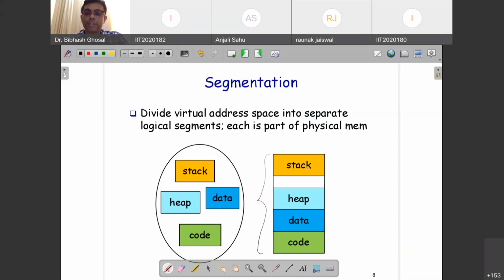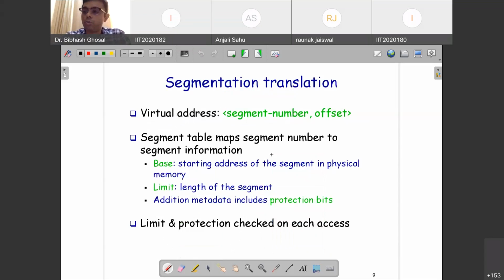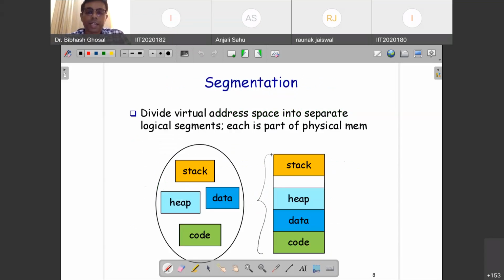So that can be thought of as divided into four segments: the yellow, the light blue, the blue, and the green, and each one of them consists of some kind of functionality of that particular portion, either the stack, the heap, data, or the code. So this is the virtual address view of a particular process.